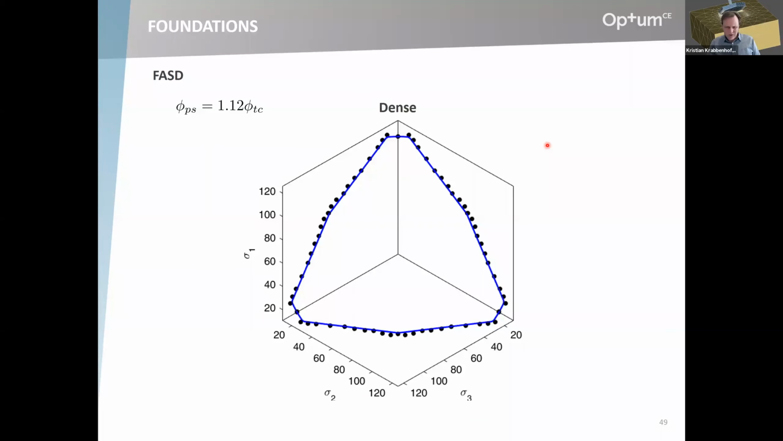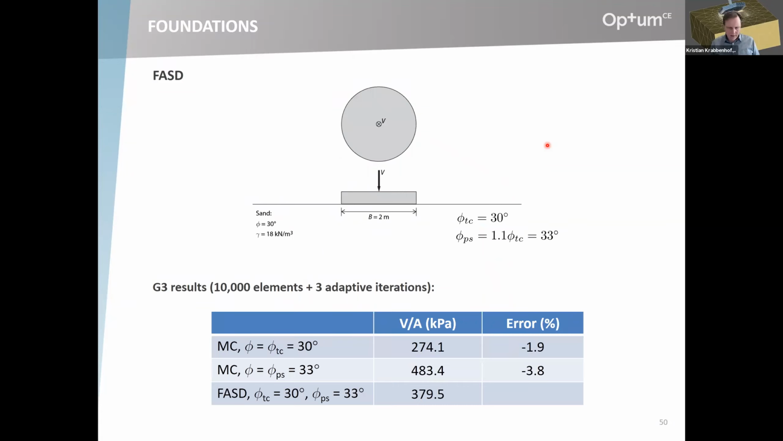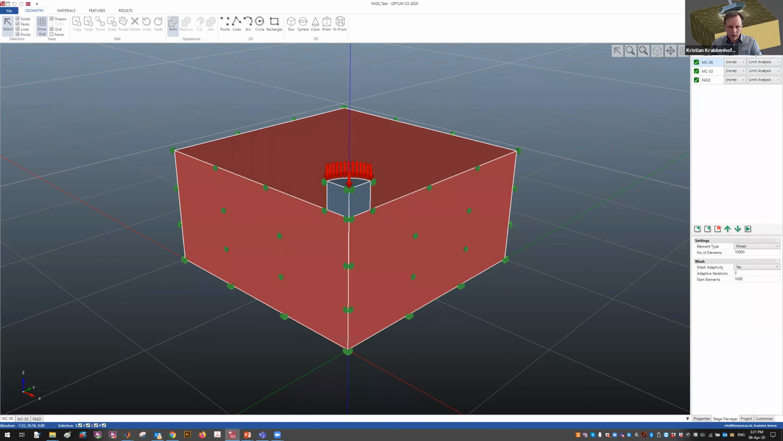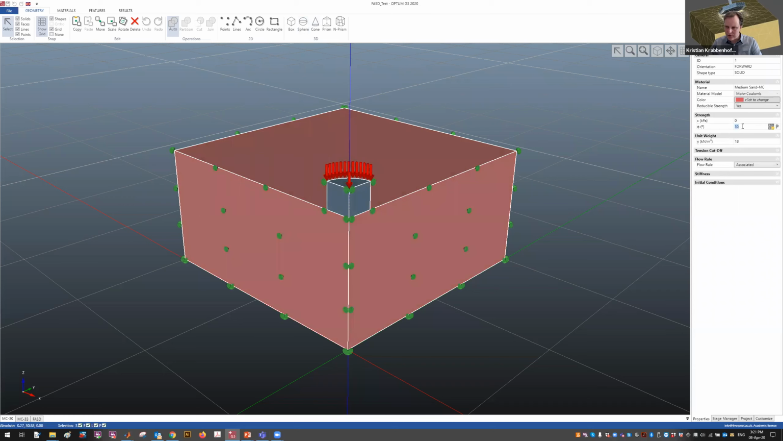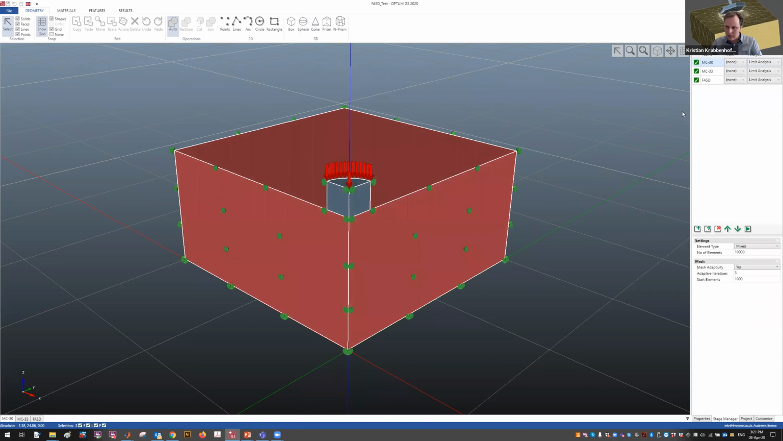So, and it's of course a very simple model. It takes these two angles as the input. So we can then return to the circular foundation, and now with Optum G3. And what I've done is I have set up the problem, or three different variants of the problem. So 1/4 of the model, here's my circular foundation, modeled by N prisms, and then the soil domain. And so I first solved the problem for a Mohr-Coulomb material with a friction angle of 30 degrees. So that's the triaxial angle. Then 33 degrees, the plane angle, and then the FASD model where I have two angles.